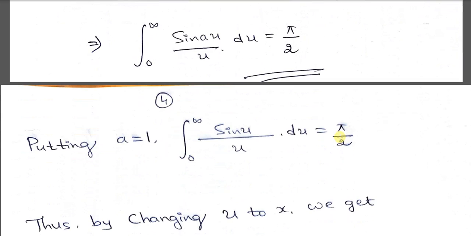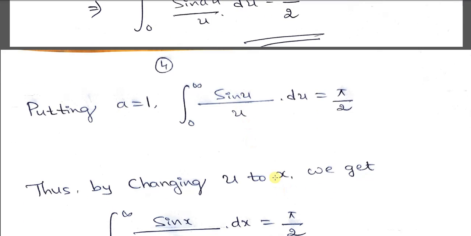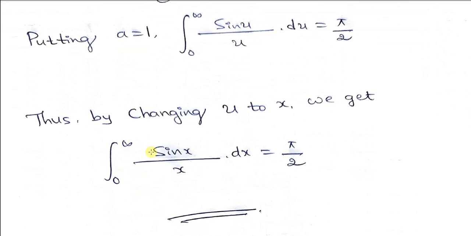Now we will move on to the last substitution. I want sin x by x, right? That means this coefficient should be 1. So for my convenience I will take a equal to 1. So the value of integration 0 to infinity sin u by u into du is pi by 2. We will just change the variable, that does not make any difference. So in place of u I will take x. Therefore 0 to infinity sin x by x into dx is pi by 2. So this is the answer for the given problem.